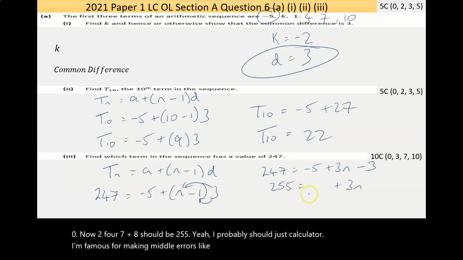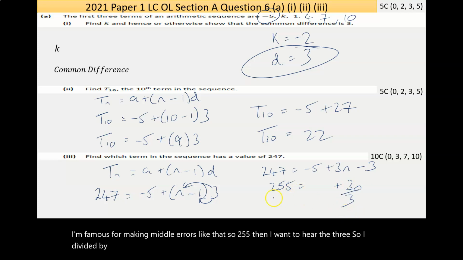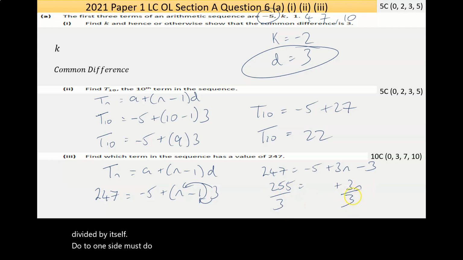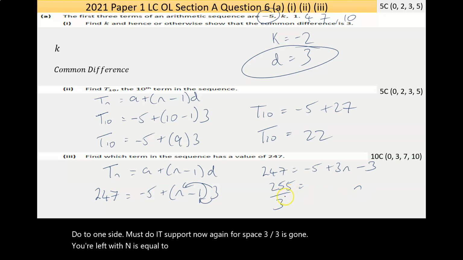So 255. Now I want to get rid of the 3, so I divide it by itself. Do it to one side, must do it to both. Now again for space, 3 divided by 3 is gone. You're left with n is equal to whatever 255 divided by 3 is. And that is 85. Okay.